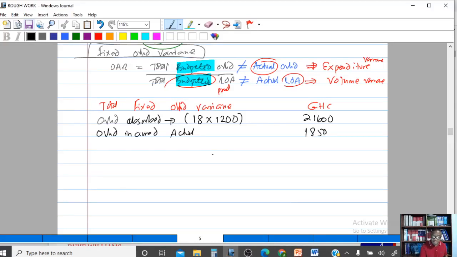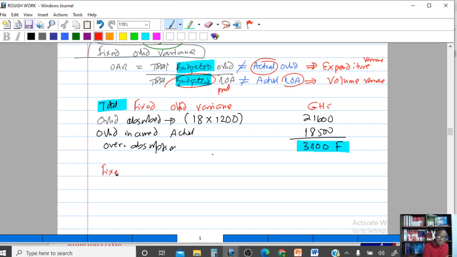So 18,500. It means that there is some sort of over absorption of 3,100, meaning that we have taken more cost than necessary. So we have to reduce, add back to our profit. So that gives us favorable. Okay, so that is favorable. Don't forget again, this is the total and that is that. So how do we explain this? Okay, the next thing is we're going to split this into expenditure and volume variance.